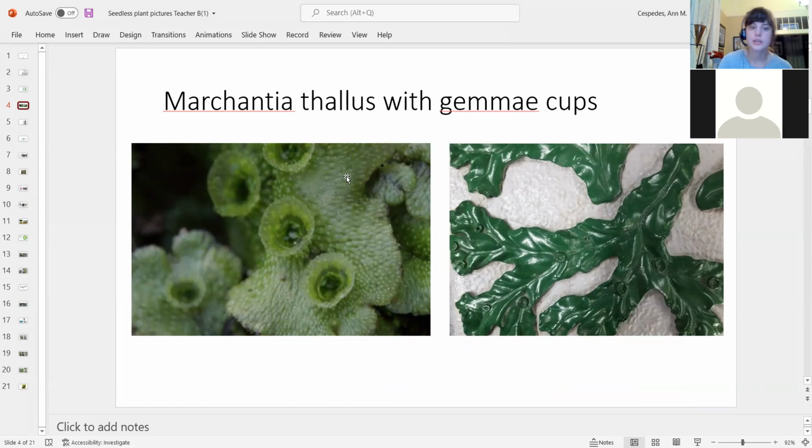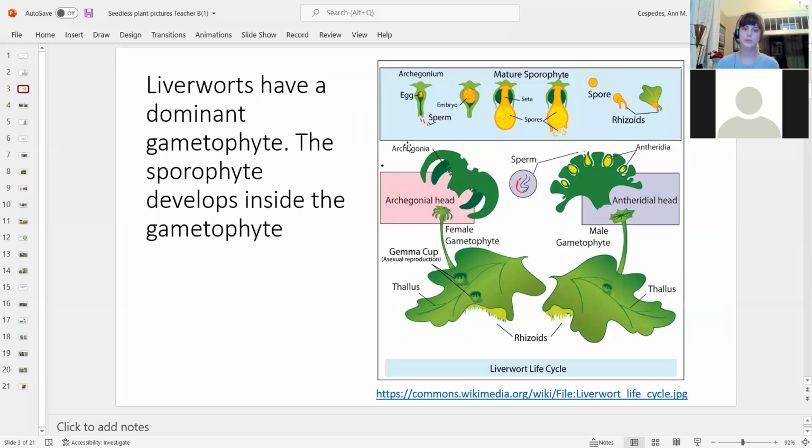Okay, so you can see this model is a model of this Marchantia thallus. So Marchantia is the genus of this liverwort. The liverwort, because of these lobed leafy structures, the thallus has kind of a liver lobe-like structure. Okay, that's what people thought it looked like, so they called it a liverwort. Okay, so we look at that life cycle. There's an asexual life cycle and there's a sexual life cycle.